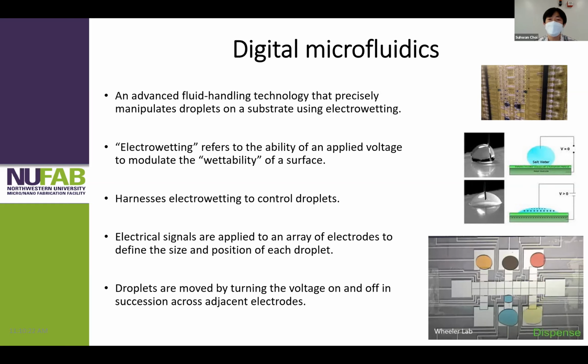Simply put, by applying voltage, we can modify the localized surface tension, so that we can change the wettability of one side of the liquid. There is then a contact angle difference, which brings a Laplace pressure difference, and that drives the droplet from one direction to the other. Digital microfluidics harnesses electrowetting to control droplets, as I described.